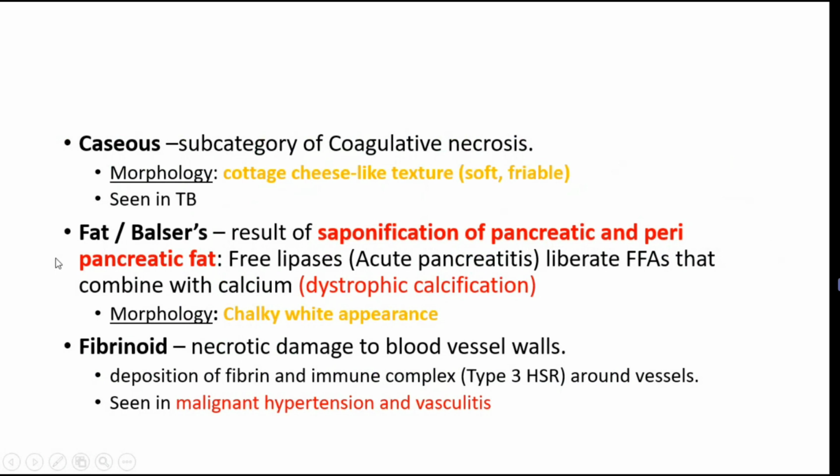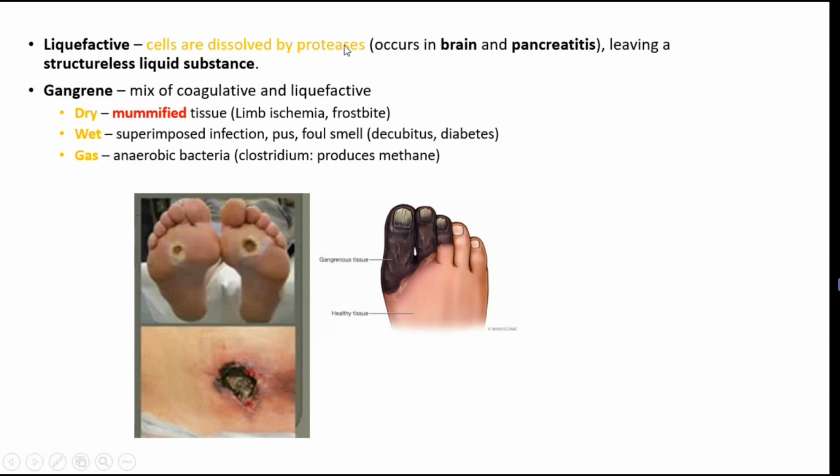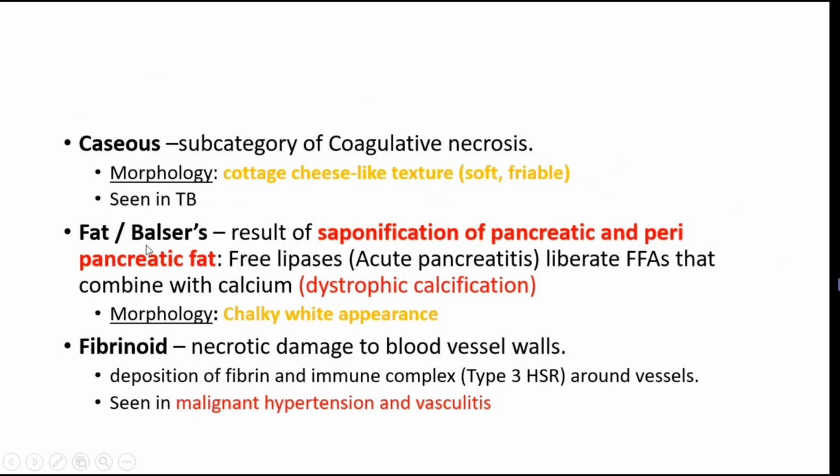Next is fat or enzymatic necrosis, which is a result of saponification of pancreatic or peripancreatic fat. This is different from the liquefactive necrosis which we saw here. The liquefactive necrosis of pancreas is of the pancreatic tissue, whereas the fat necrosis is of the peripancreatic and the pancreatic fat. So this is something important to note. And why does it happen? And what exactly happens here?